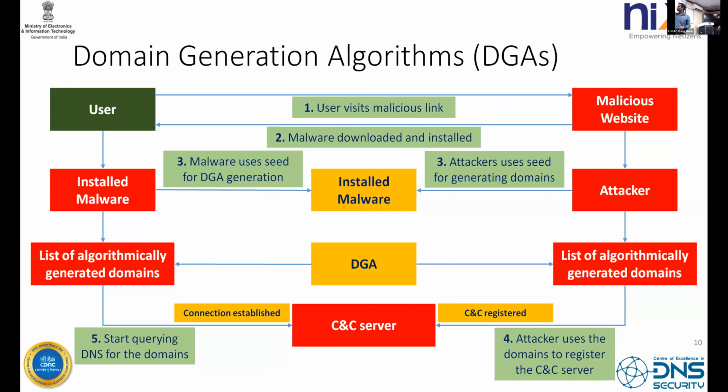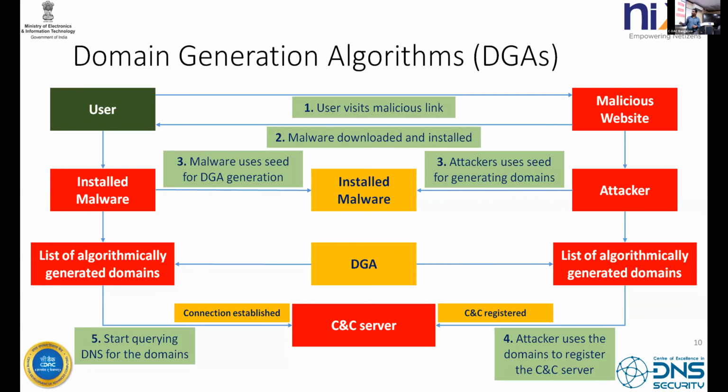So the malware uses the seed for DGA generation, for domain generation, right? The attacker uses the seed for generating the domain names. So both are using the same seed for generating the domain names, meaning on the victim machine and the attacker side, both sides, the same set of domain names are getting generated because the algorithm is the same and the seed is the same, right?